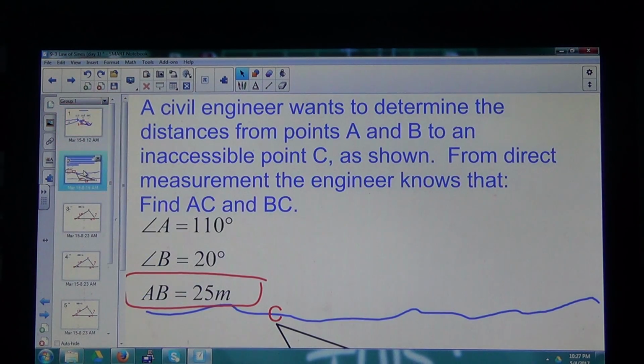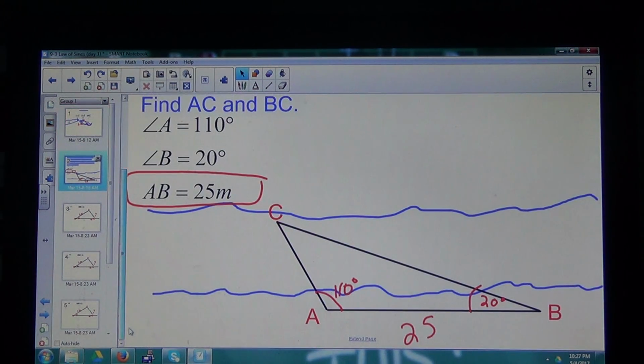So, going back to this picture right here, do I know an angle and the side opposite of it? I don't right now. But can I find this missing angle? What information do we know about a triangle? All the interior angles add up to how many degrees? 180, correct. So I'm going to take 110 plus 20, and that would give me 130, and subtract 130 from 180, leaving me with 50 degrees. So now I'm left with 50 degrees there.